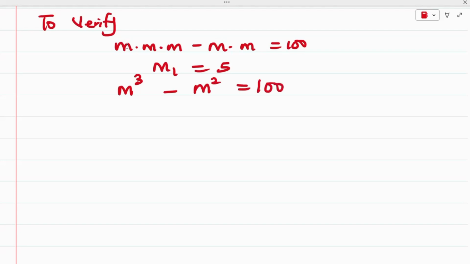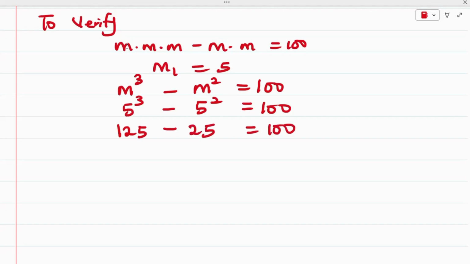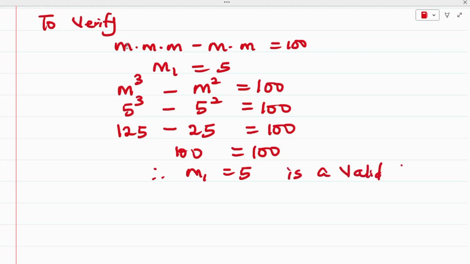Now m1 is equals to 5, so we have 5 raised to the power of 3 minus 5 raised to the power of 2, and this is equal to 100. 5 raised to the power of 3 is 125, minus 5 squared, which is 25, and this is equal to 100. So 125 minus 25 is going to give us 100, which is equals to 100. So therefore, m1, which is equals to 5, the real root, is a valid solution.